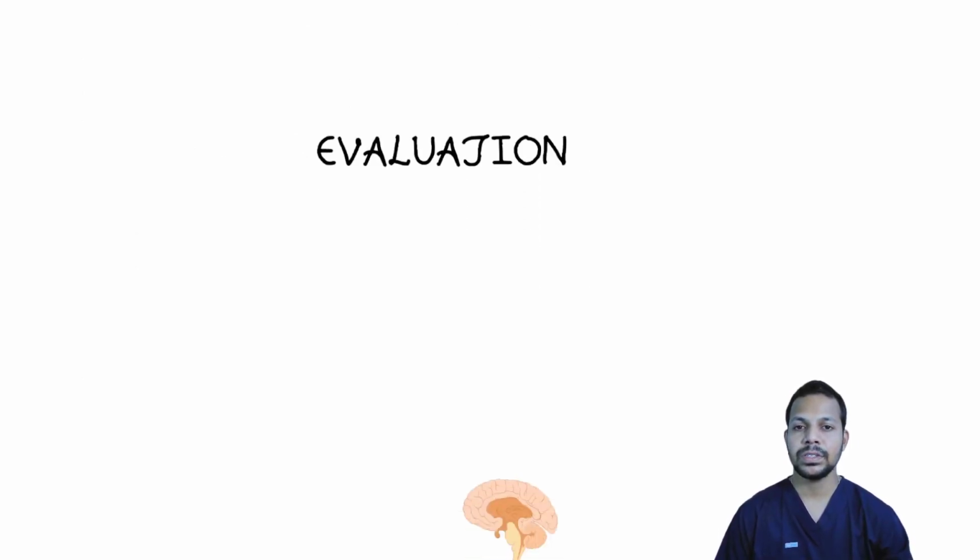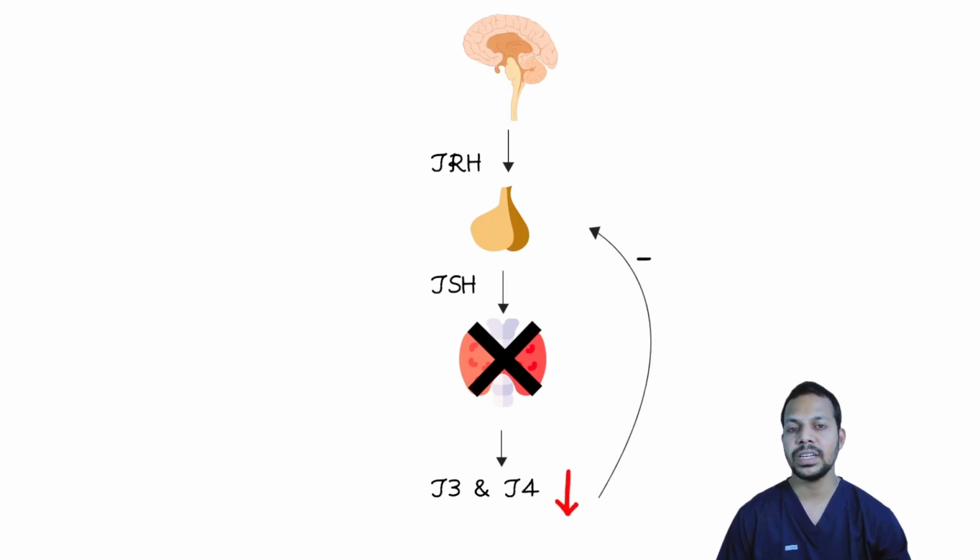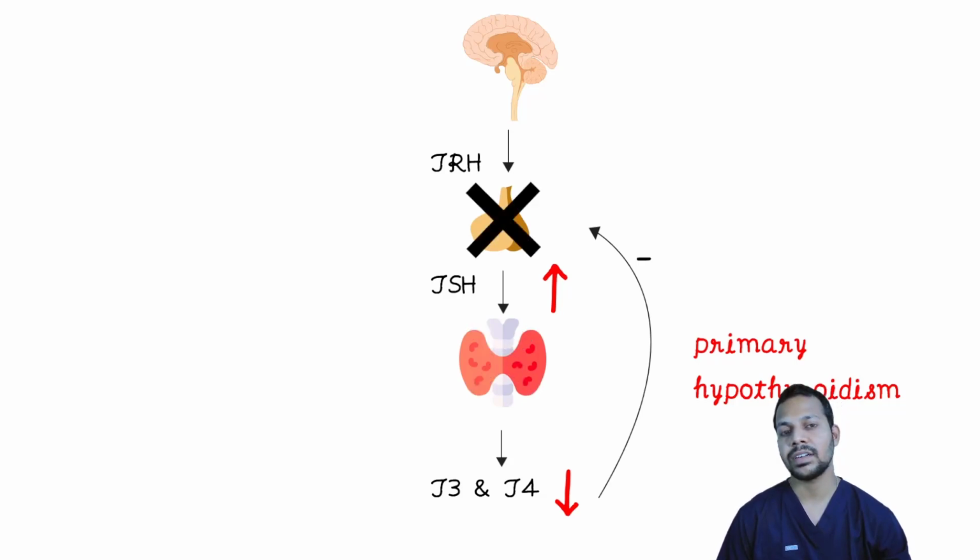Evaluation pattern. So this is a pathway that we already know. Let's suppose there is a pathology at the level of the thyroid gland. So T3 and T4 decrease, and because of the negative feedback pathway, the TSH increases. This is primary hypothyroidism. Let's suppose there is a pathology at the pituitary gland. Because of that, TSH will become low, and because of that, T3 and T4 will also be low. Then it is secondary hypothyroidism.